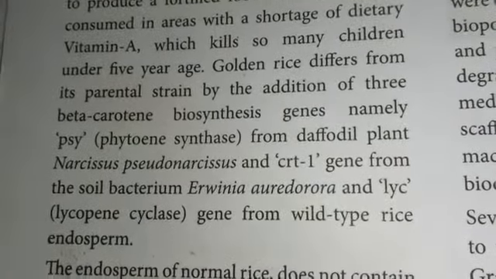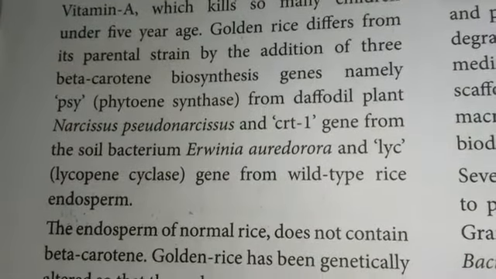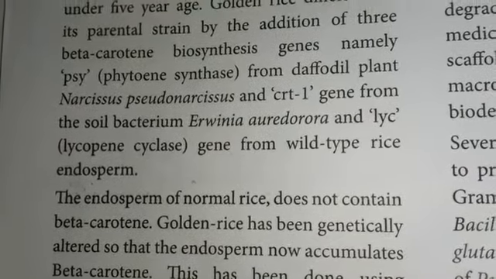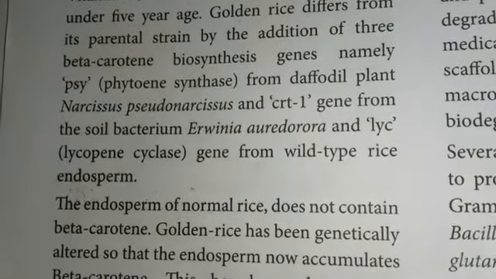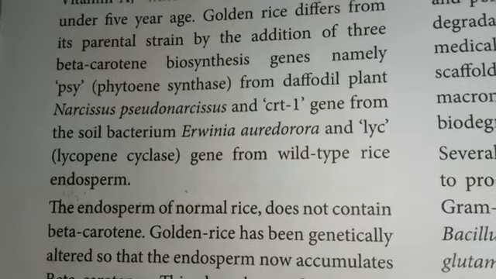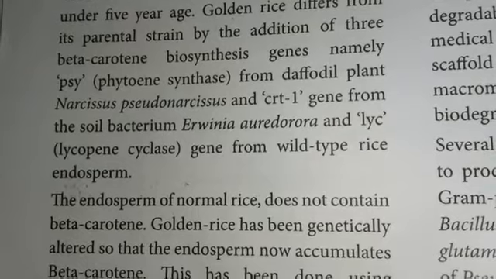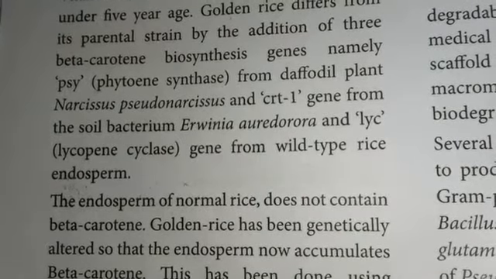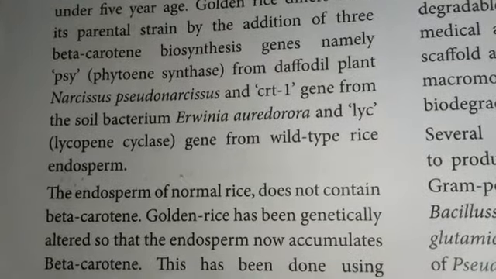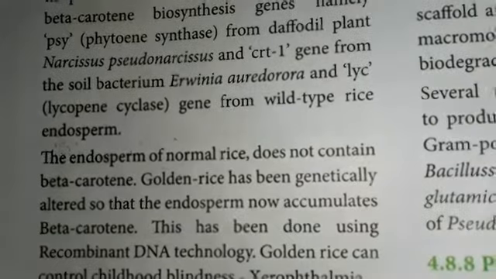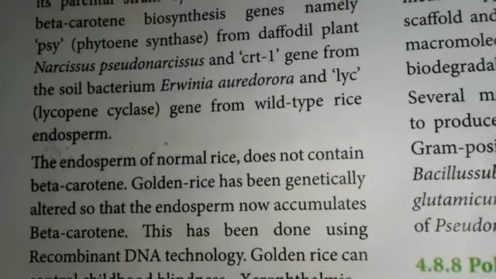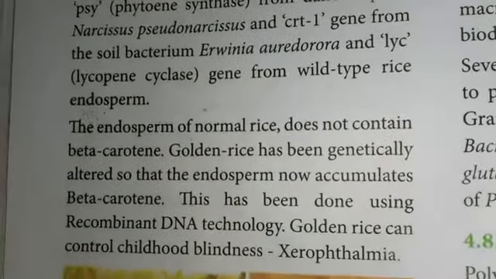So golden rice differs from the parental rice variety by the addition of three beta carotene biosynthesis genes, namely phytoene synthase from daffodil plants, Narcissus pseudonarcissus, and the crtI gene from the soil bacterium Erwinia uredovora, and lycopene cyclase gene from wild type rice endosperm.